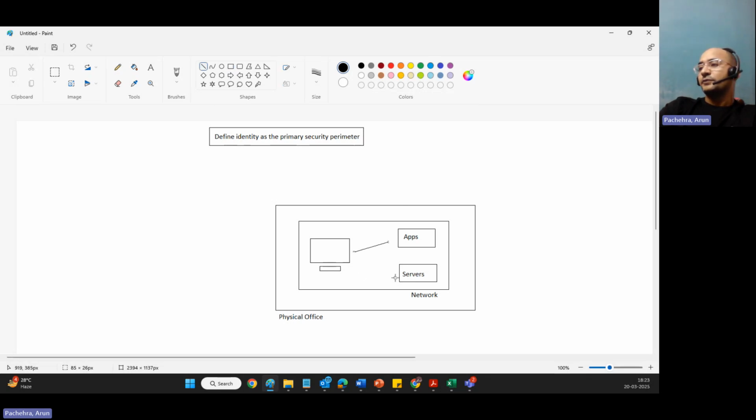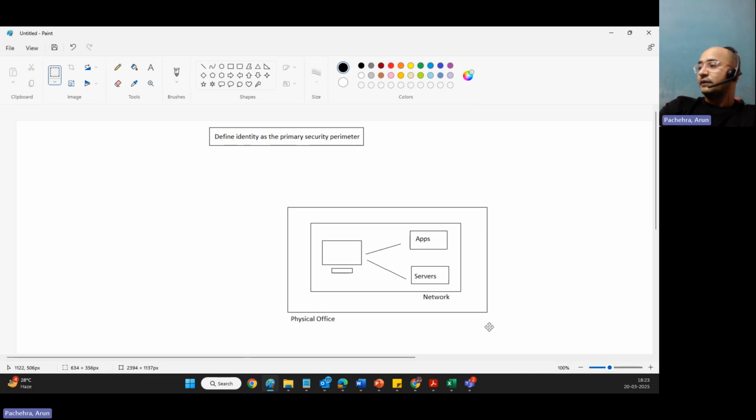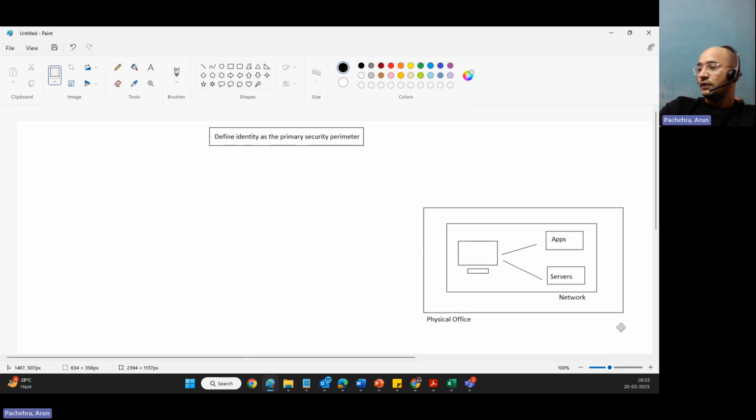So there were no issues because everything was trusted inside this network, because everything is inside this physical office. So this was the old way of doing things, but it has a lot of challenges. Why? Because we progress, we grow, and a lot of demands came. For example, earlier you were deploying your Exchange, your Word, everything in your physical location.